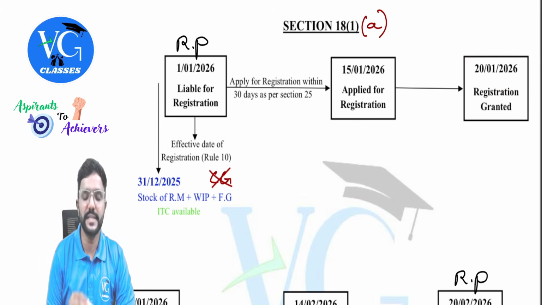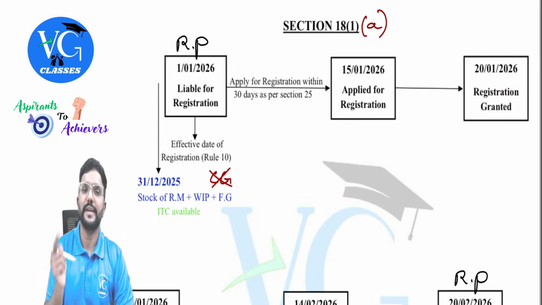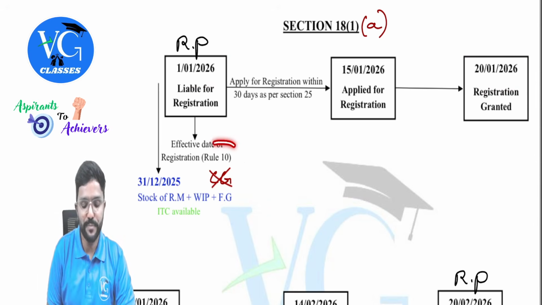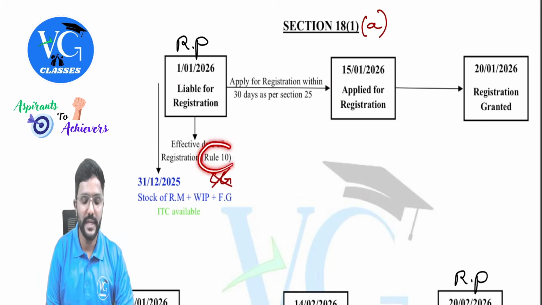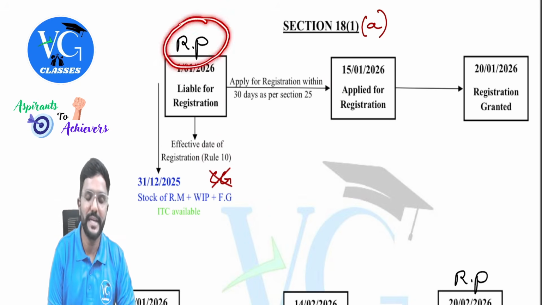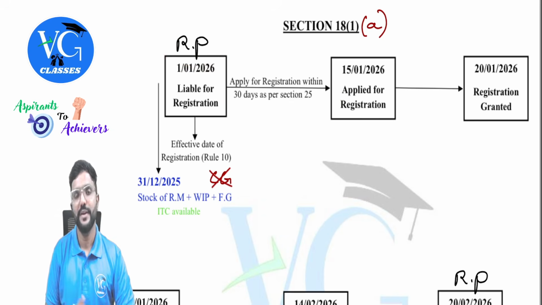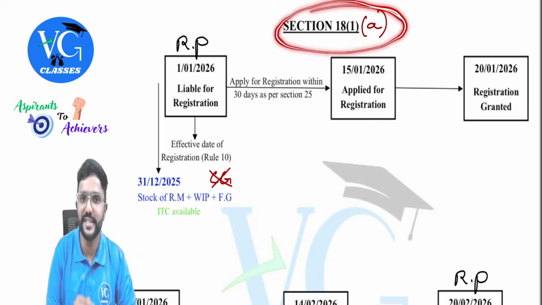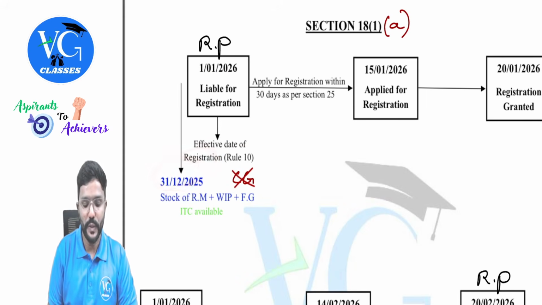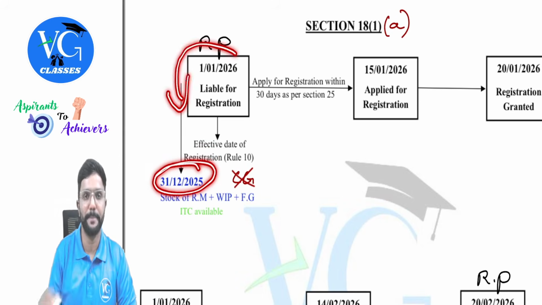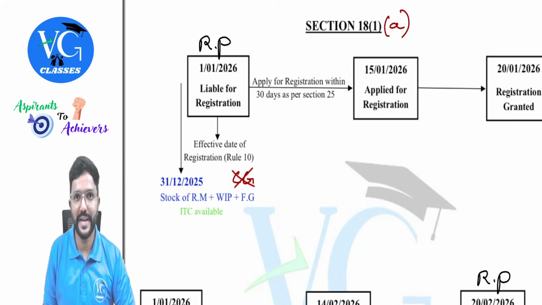I am called a registered person from what date? From the date I was liable. As per rule 10, if I have applied for registration within 30 days from the date I was liable, the effective date of registration is the date on which I was liable. And section 18 subsection 1 clause A is telling that whatever stock of raw material, WIP, that is work in progress, and finished goods I had on 31st December, that is the preceding day, from 1st January I am called a registered person.